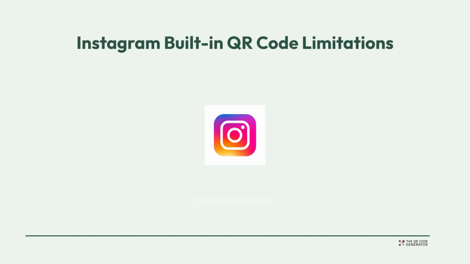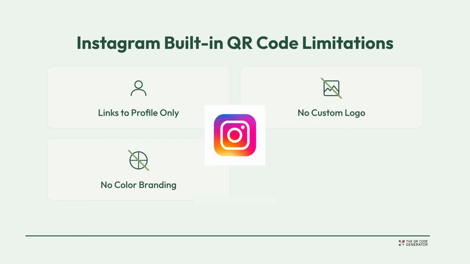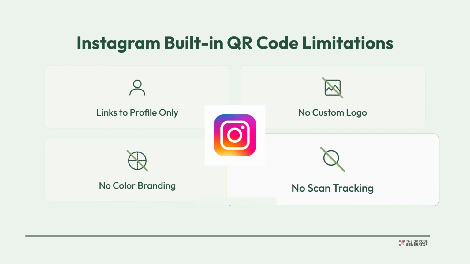Instagram does give every account a built-in QR code, but here's what it can't do. It only links to your profile, not to a specific post, reel, or product page. You can't add your logo. You can't change the colors to match your brand. You can't track how many people scanned it, where they were, or which placement drove the most followers. And you can only download it as a JPEG, which looks terrible on a printed flyer or banner.